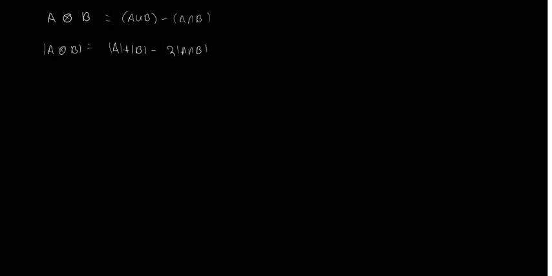Okay, so we have another one here. This is called the symmetric difference. We want to show that the symmetric difference is A union B minus that, right? So how do we do this? We're going to go by definition.